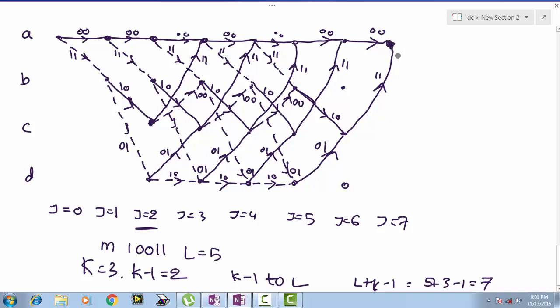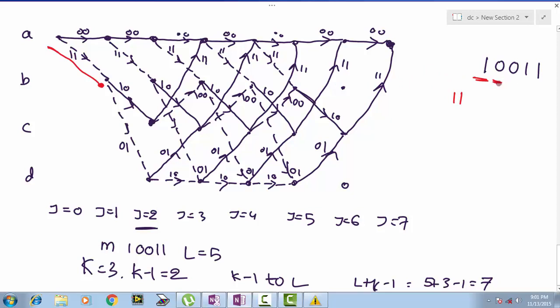Now, after drawing this trellis, how to encode the given message sequence? What is the message sequence? 1 0 0 1 1. So let me write down here 1 0 0 1 1. Okay, so now let us encode the given message sequence. What is the first bit? 1. So from the initial state we have to take the dashed line because it is 1. 0 corresponds to a solid line, 1 corresponds to a dashed line. So I will take this path. So we stop it here. What is the output? 1 1.